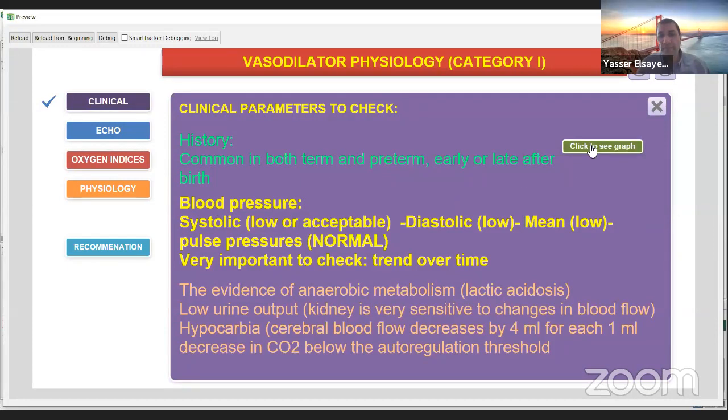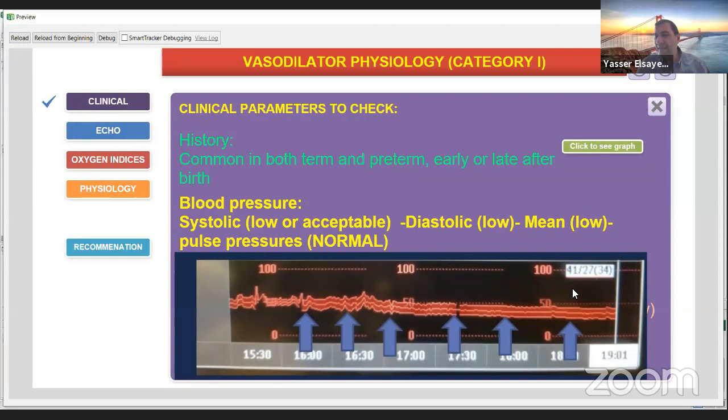I'll give you an example. If you look at your monitor, I don't care too much about the blood pressure at a single longitudinal time. You need to look at the trend, because some infants may have a low blood pressure, and if the blood pressure is plateau and stable without any oliguria or lactic acid, you don't have to do anything. But if you have the trend like here, look at the trend in the graph, you can realize that the blood pressure is continuously dropping, and you have 3 lines: diastolic, mean, and systolic, and the red area is the pulse pressure. If you put the cursor at any time, you'll get the 3 numbers, and you can realize the pulse pressure is normal here.